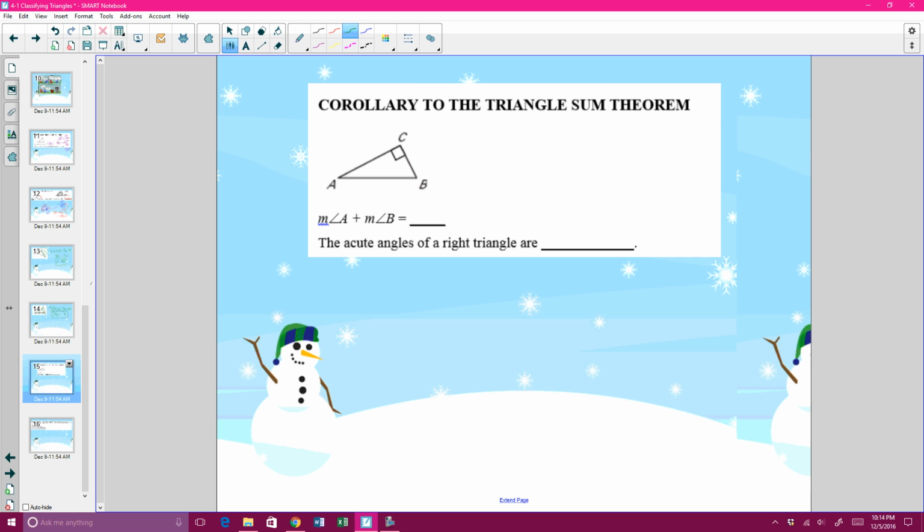And lastly, we're going to use this word corollary. So the triangle sum theorem says that the interior angles of a triangle have to equal 180. In addition to that would be that if you have a right triangle, you're already taking 90 away, which means the other two remaining angles have to additionally equal 90 degrees. You could say the acute angles of a right triangle, since they equal 90 degrees, are complementary to each other.